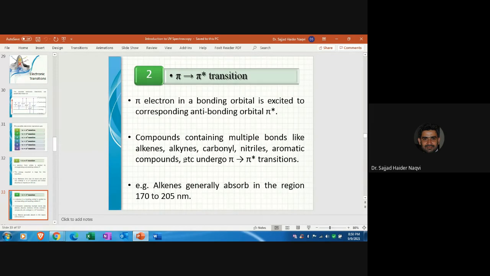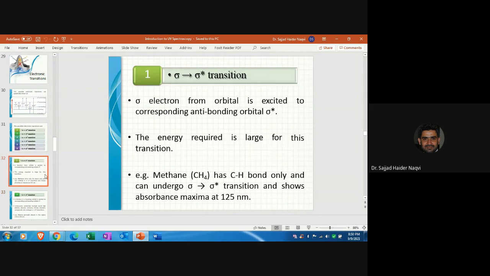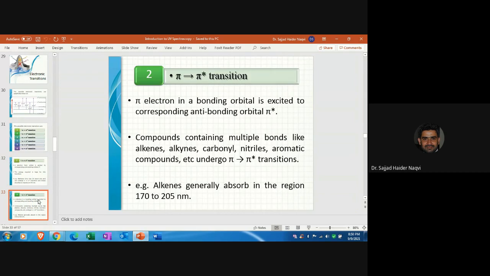And for example, talk about alkenes, the region that they absorb will be falling between 172 and 205 nanometers. So for the previous transition, it was a maximum at 125 nanometer, and for this, the range is between 170 to 205 nanometer. Let me tell you what these ranges actually are. These ranges are actually the range of the wavelength where they absorb the maximum amount of radiation or energy.